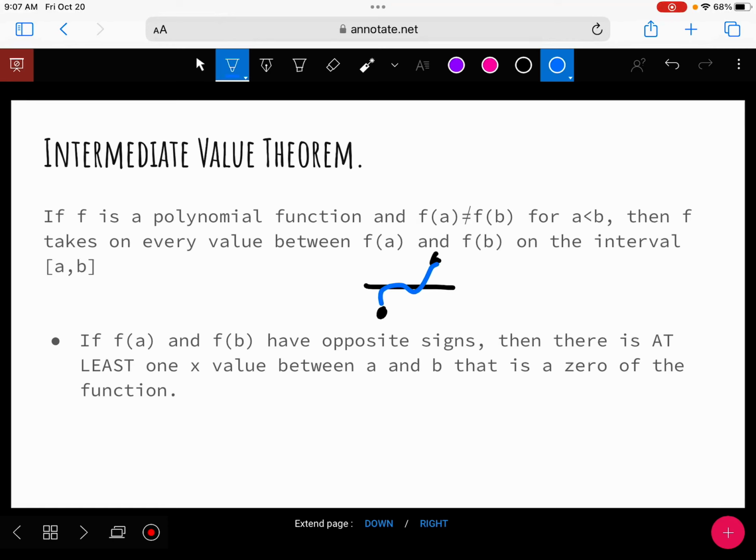So if there's a point above and a point below our x-axis, that means there's at least one root in between. I'm just re-saying it because I forgot to hit the start on the record. Yes, sir?